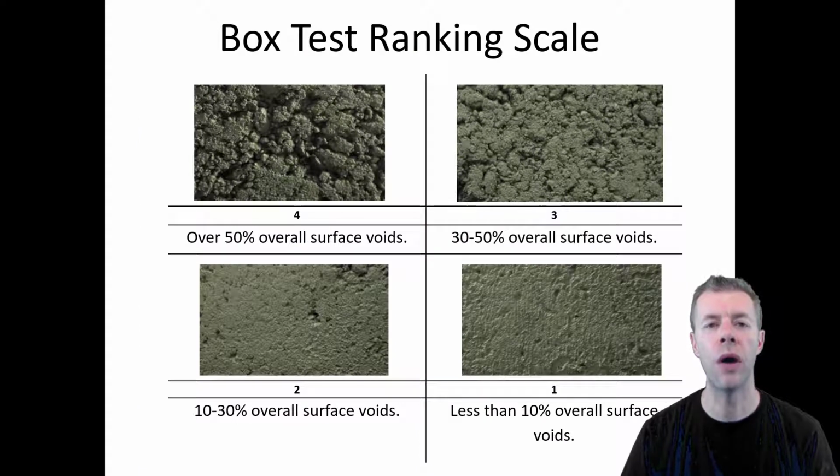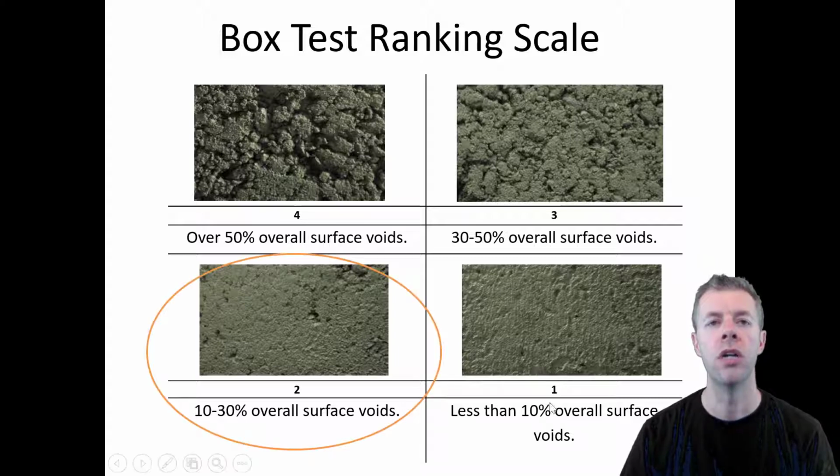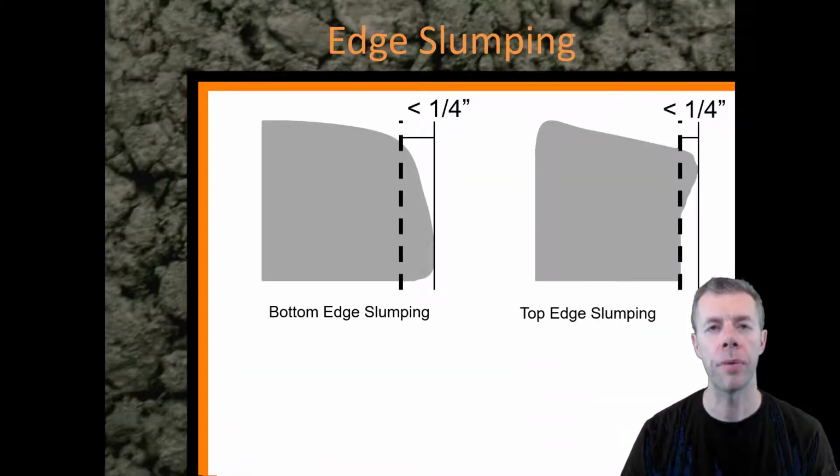Use this ranking scale. It's a visual ranking scale. 1, 2, 3, or 4, and you're looking for a 1 or a 2. You're looking for less than 30% overall surface voids in the concrete. You can also look at edge slumping. You can hold a straight edge up and compare and see, did it fall at the bottom, did it fall at the top, and you want this to be less than 1/4 of an inch.